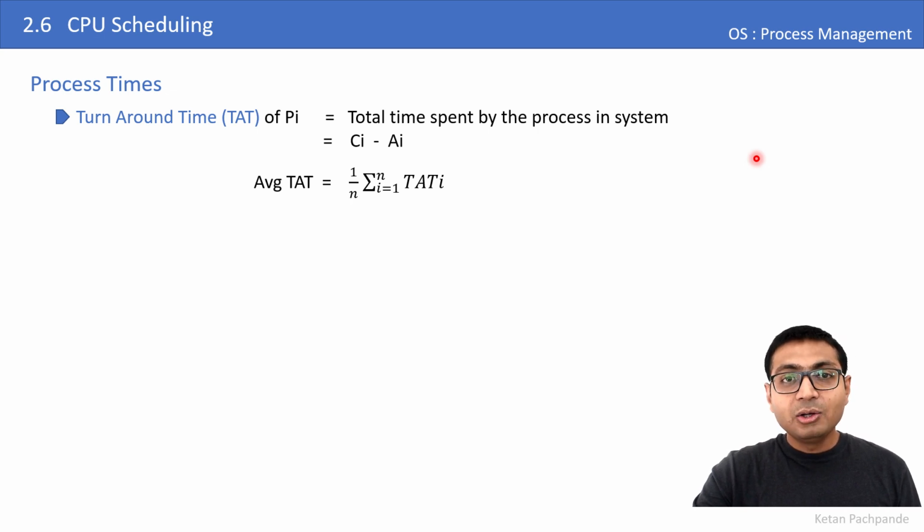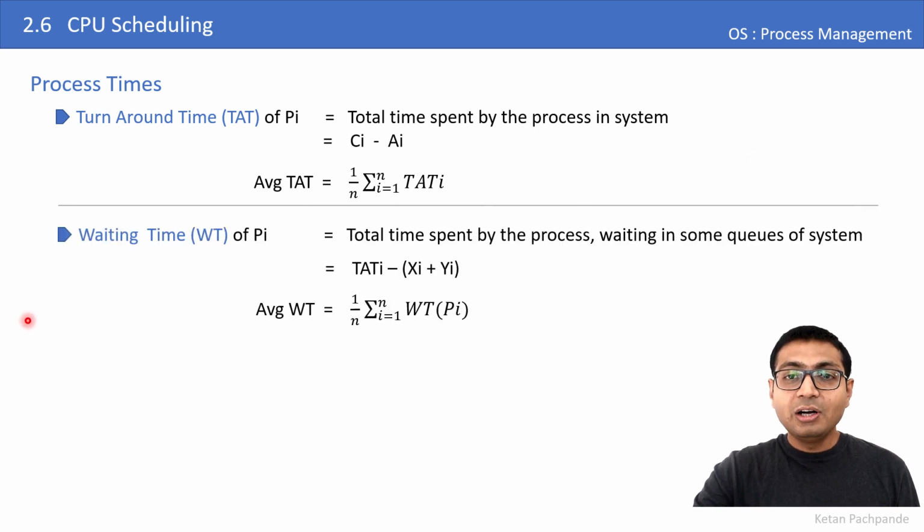To give an analogy, when you go to any event or function, let's say you arrive at the event at 1 p.m. and you leave the function premises at 4 p.m. So you have spent 3 hours there. So 3 hours is nothing but the turnaround time of the person.